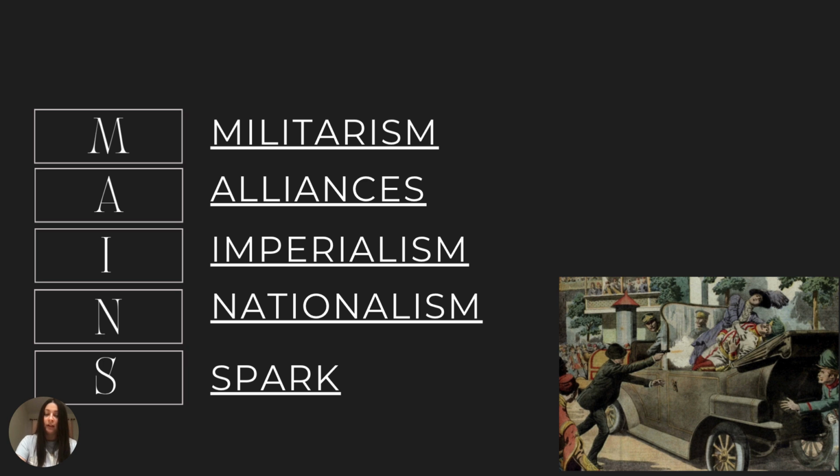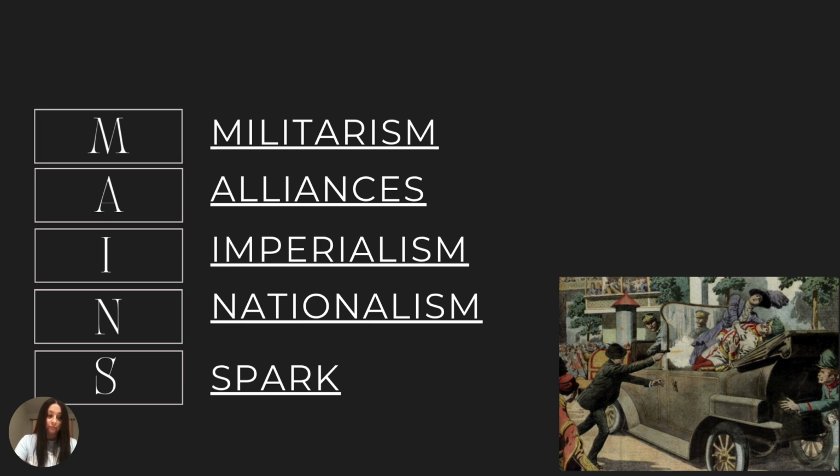When we are looking at World War I and the causes of this war, it is important to look at the acronym of MAINS. MAINS stands for militarism, alliances, imperialism, nationalism, and the spark. So, when looking at these causes, we're going to start off with militarism and define what militarism is. Militarism is the massive buildup of new weapons due to industrializations.